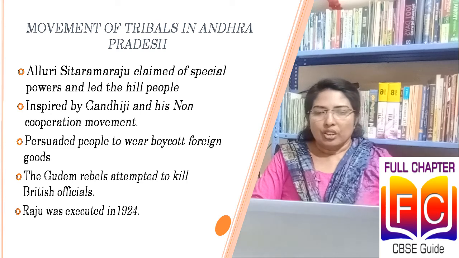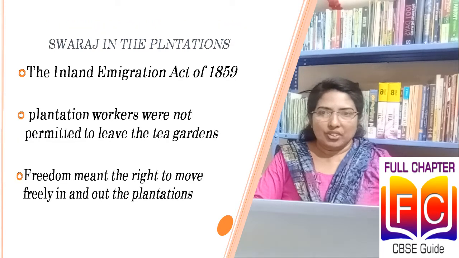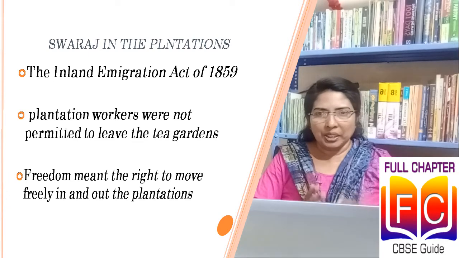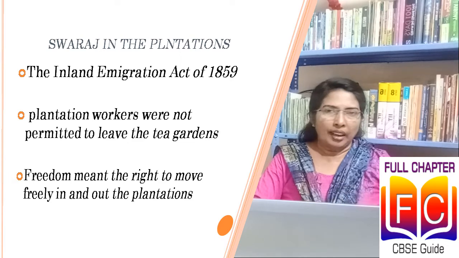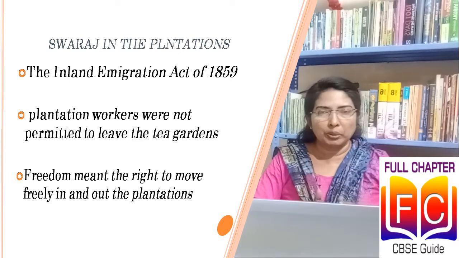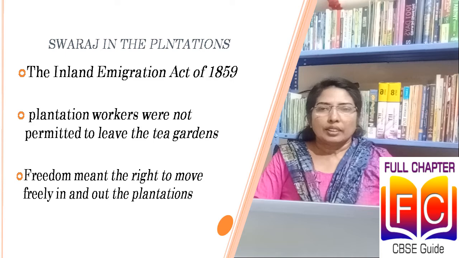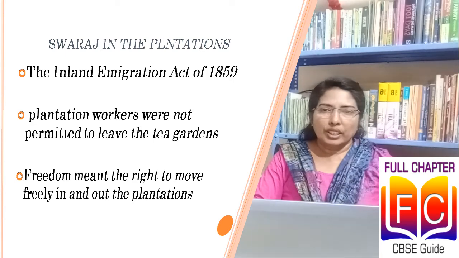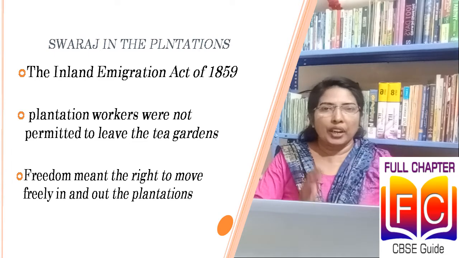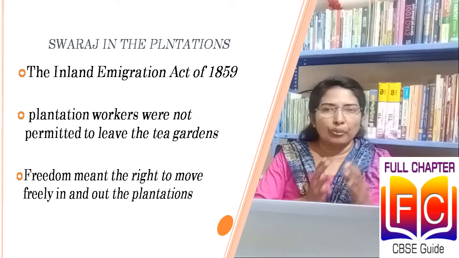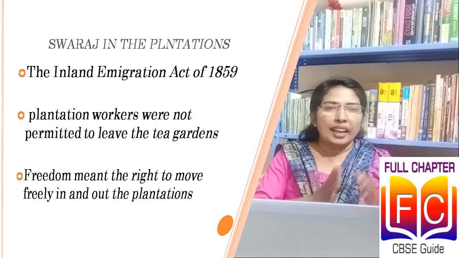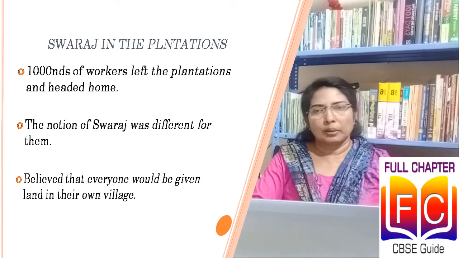Next comes Swaraj in the plantations. How was the Swaraj in the plantations? Under the Inland Immigration Act of 1859, plantation workers were not permitted to leave the tea gardens without permission. For these workers in Assam, freedom meant the right to move freely in and out of the plantations and retaining a link with their own village.